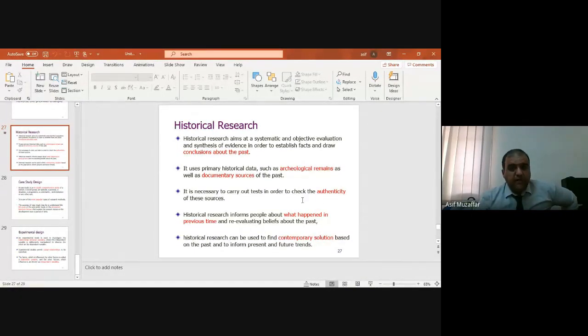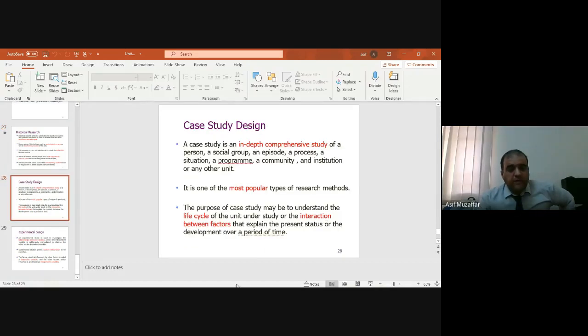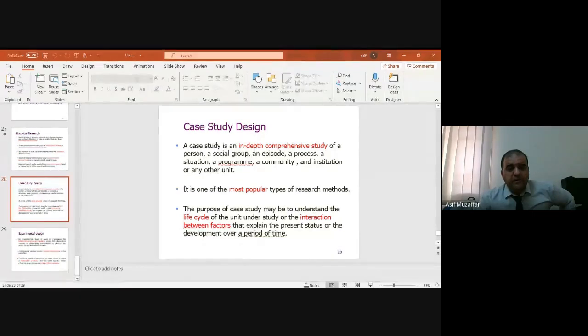Remember, when you are working on historical research, you need to check the authenticity of the sources. This is what I told you about hadith. So an authentic hadith is there if it has an authentic source. So what happened in the previous time? It's historical research. Then there is another important type of research which is called case study design.